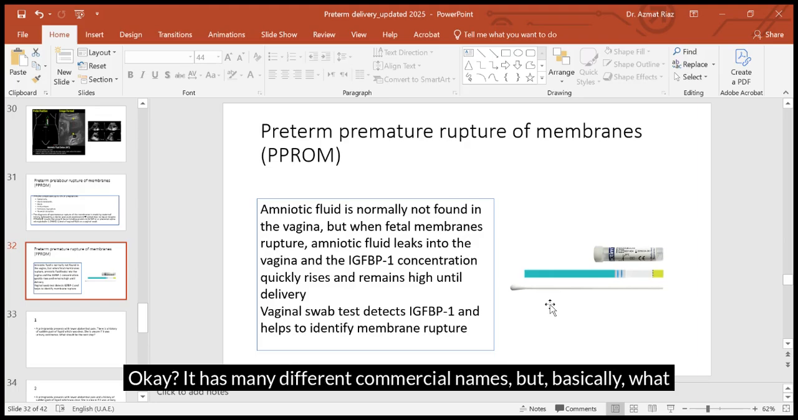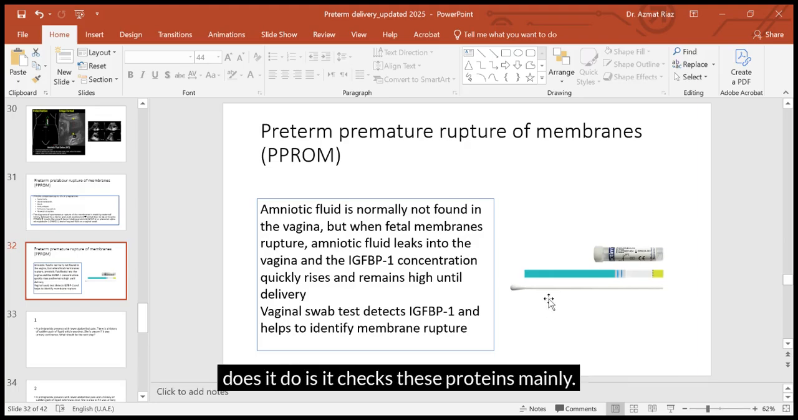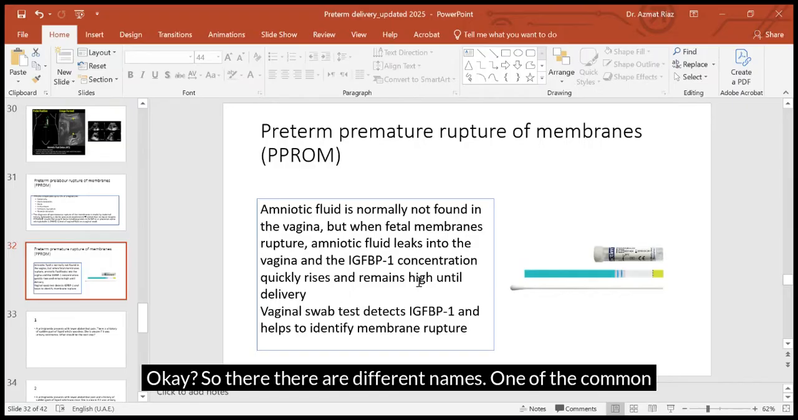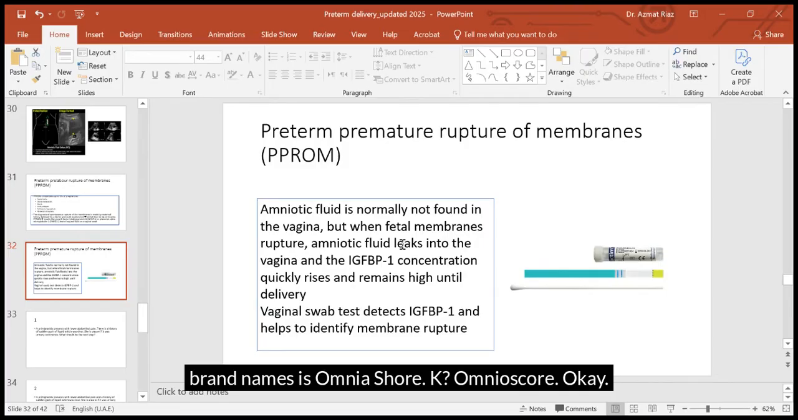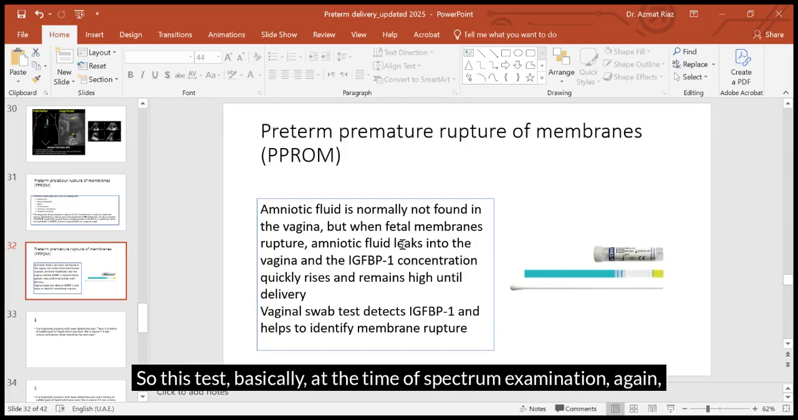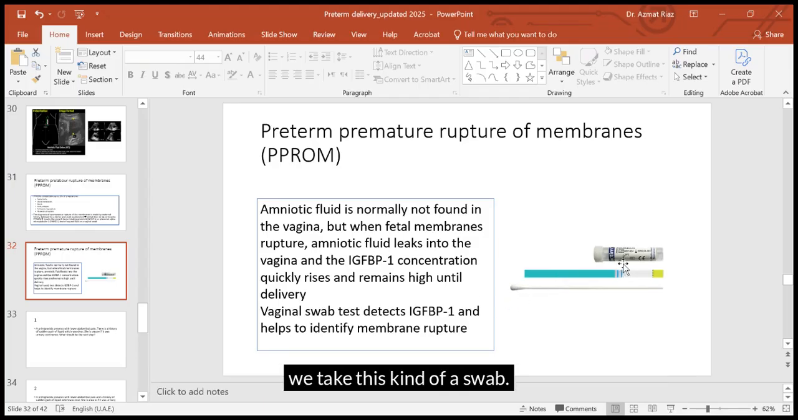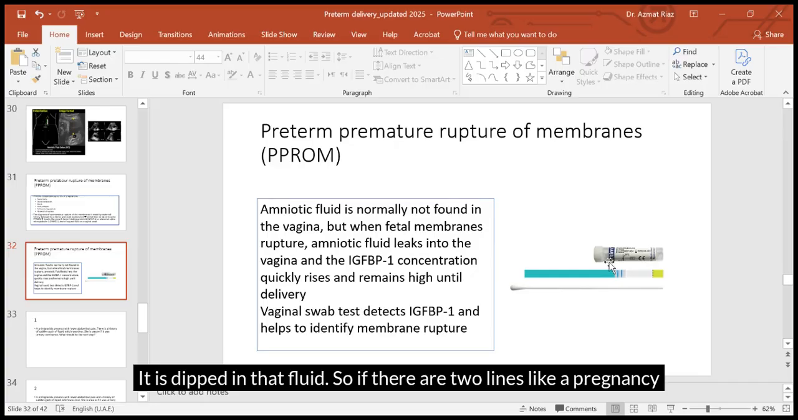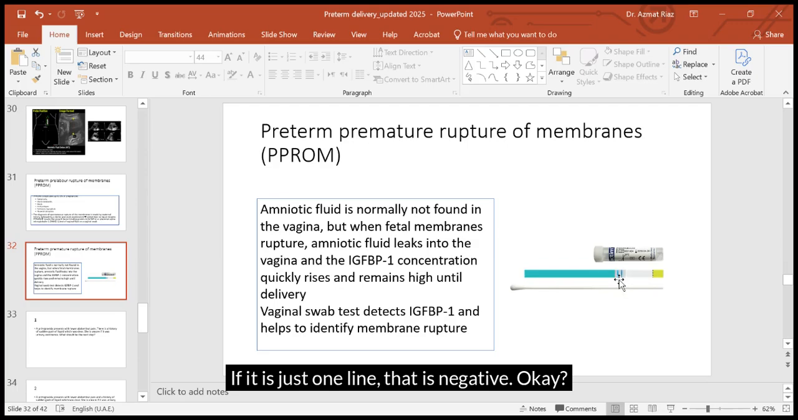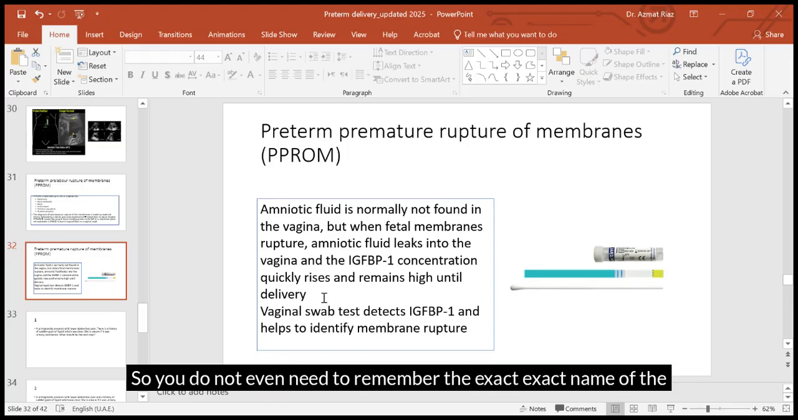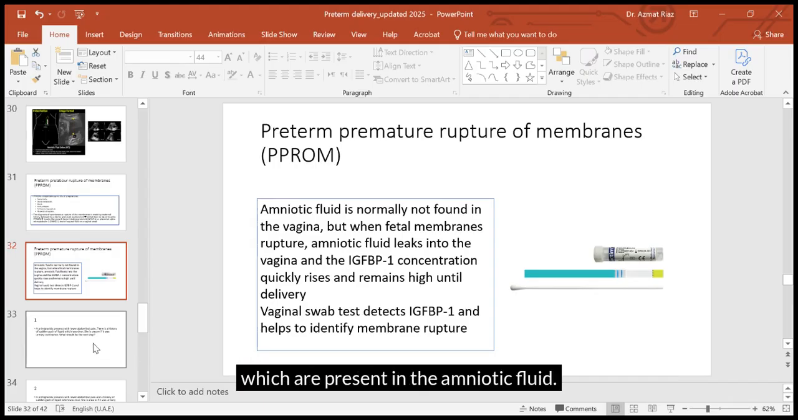It has many different commercial names, but basically what it does is check for these proteins mainly. One of the common brand names is AmniSure. So at the time of speculum examination, we take a swab, put it in this tube which has some fluid, and it is dipped in that fluid. If there are two lines like a pregnancy test, that's positive. If it is just one line, that is negative. You do not even need to remember the exact name of the protein, but it detects the proteins which are present in the amniotic fluid.